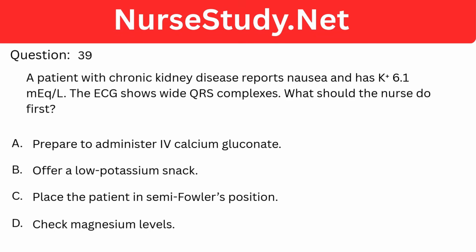Question 39. A patient with chronic kidney disease reports nausea and has potassium 6.1 milliequivalents per liter. The ECG shows wide QRS complexes. What should the nurse do first? A. Prepare to administer IV calcium gluconate. B. Offer a low potassium snack. C. Place the patient in semi-Fowler's position. D. Check magnesium levels.